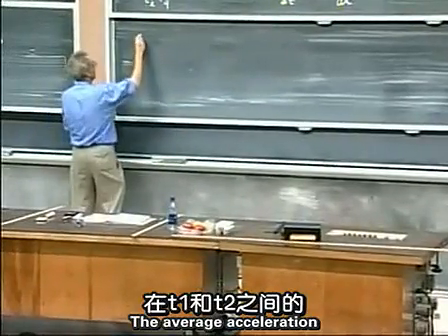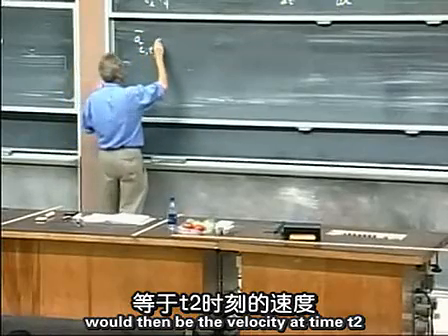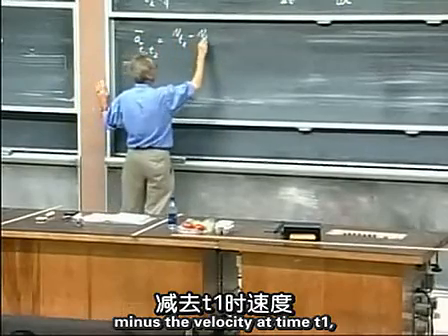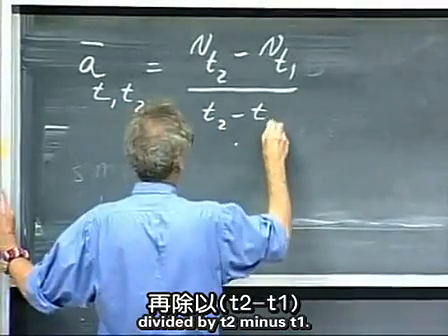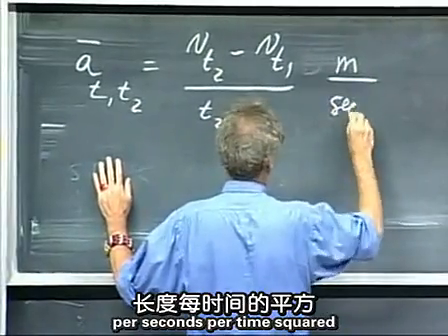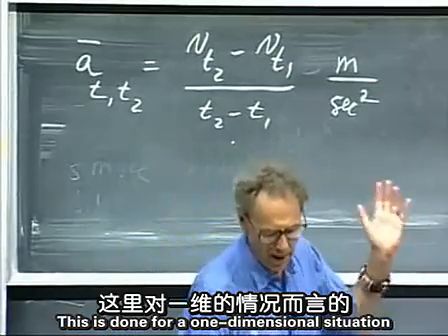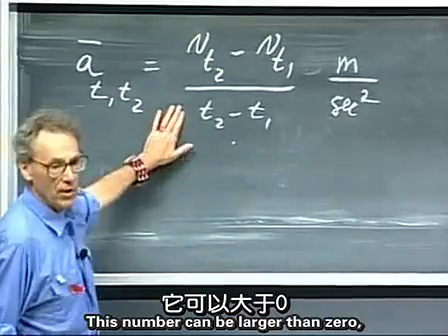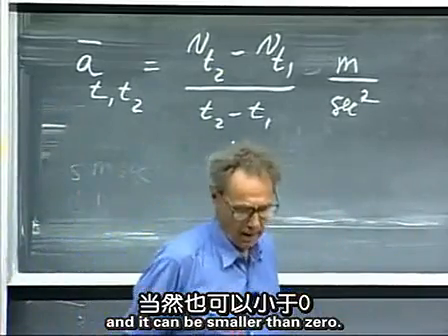The average acceleration between time t1 and time t2 would then be the velocity at time t2 minus the velocity at time t1, divided by t2 minus t1, and the dimension is length per second per time, so it's meters per second squared. This is then for a one-dimensional situation. This number can be larger than 0, it can be equal to 0, and it can be smaller than 0.